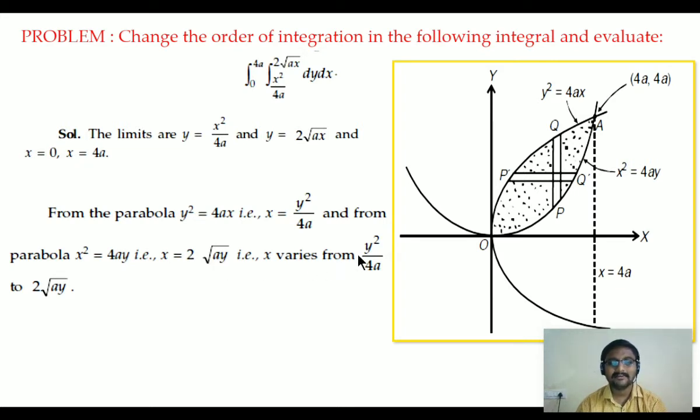X varies from y square by 4a to 2 root ay. These are the new limits. And for the y limits, clearly here the ordinates are 0 and 4a with respect to the y axis. Thus the new limits are obtained: x limits as y square by 4a to 2 root ay, and y limits are 0 to 4a. So using these limits, now we can solve the given sum.